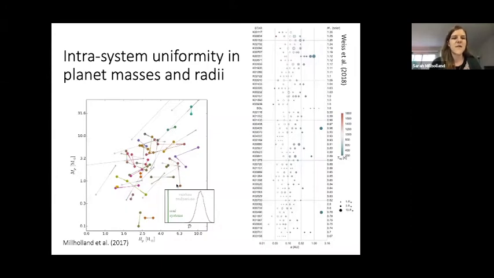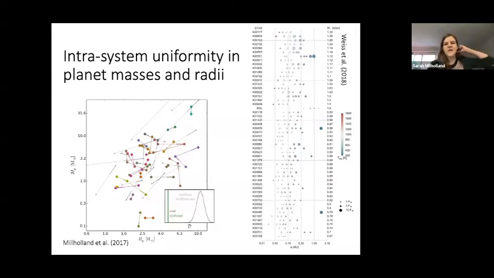So you can again see that they're much closer to one another on this mass radius plane than they would be if they were just assembled randomly from the population. And if we measure the dispersion of planets within a given system on this mass radius plane, and compare that to what we would get if we were to just assemble systems randomly, we see that the real systems are much more clustered on this diagram than they would be if there was no mass radius uniformity.